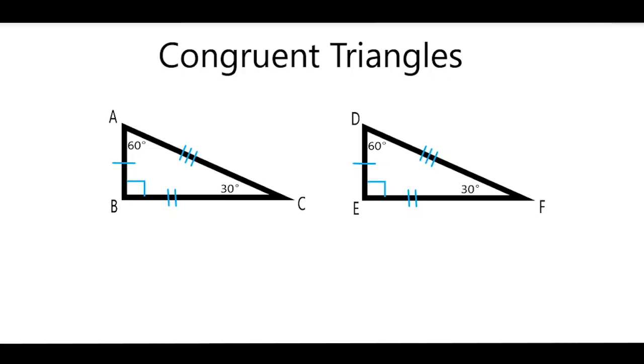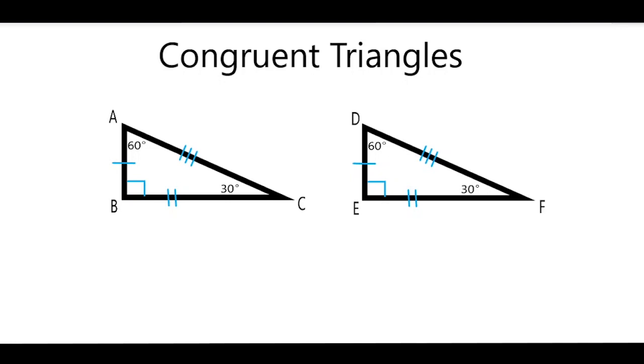Hello again. Today we're talking about congruent triangles. So we've talked about congruent line segments and congruent angles. Did you know that two triangles can also be congruent? Well, two triangles are congruent if they have three congruent angles and three congruent sides.